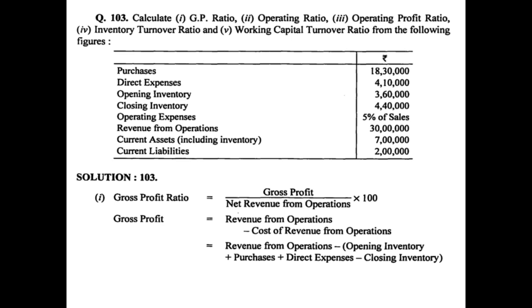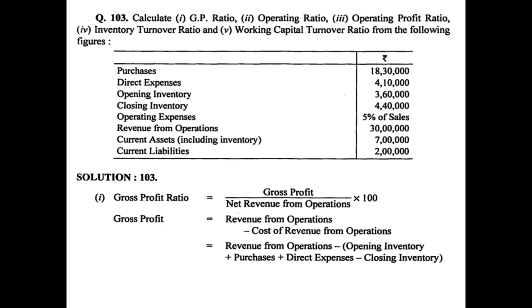The first calculation is done of the gross profit ratio. Very important, again I am repeating, you have to write the formula of the question which is asked before starting with the solution. So gross profit ratio is equal to gross profit upon net revenue from operations into 100.